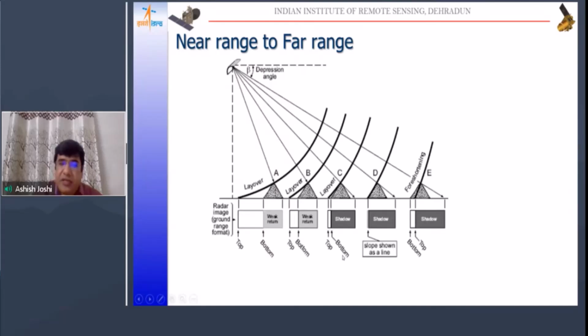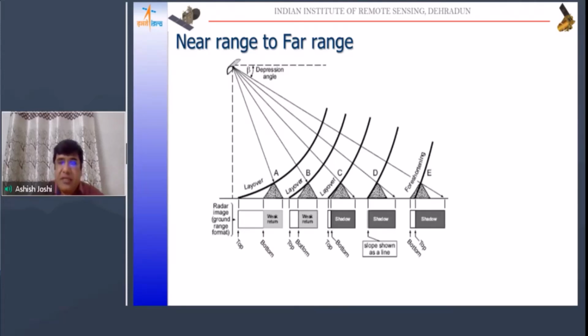This is how layover and foreshortening behave as we go from the near range to the far range. As we go from near to far, the layover will decrease: in the near range the layover will be higher, in the far range it will be lower, and the foreshortening will be higher in the far range.